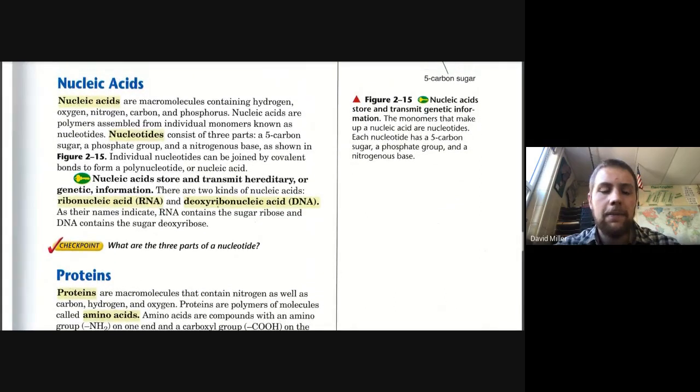Nucleic acids. Nucleic acids are macromolecules containing hydrogen, oxygen, nitrogen, carbon, and phosphorus. Nucleic acids are polymers assembled from individual monomers known as nucleotides. Nucleotides consist of 3 parts: a 5-carbon sugar, a phosphate group, and a nitrogenous base, as shown in Figure 2.15. Individual nucleotides can be joined by covalent bonds to form a polynucleotide, or nucleic acid.